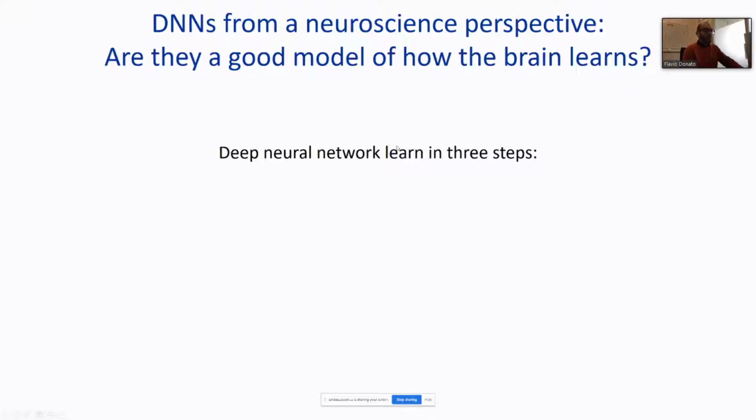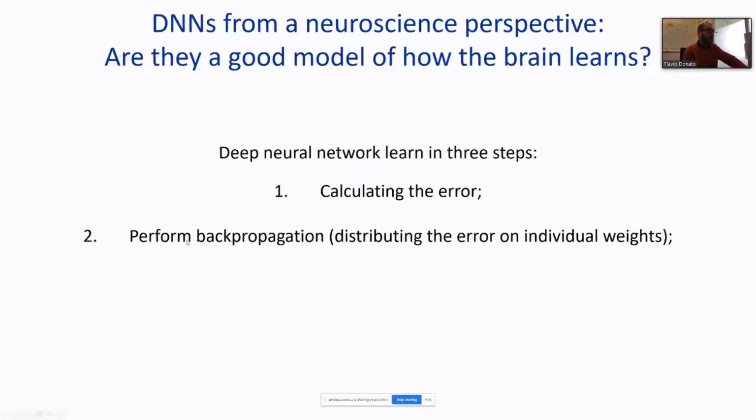Deep neural networks learn in three steps. One, they are able to calculate the error between what they're supposed to output and the real output. This is fundamental. If they were not able to do that, they would not be able to change the weights of their connectivity in order to get better. Second, they perform backpropagation to distribute this error onto the individual weights of the different links. And third, they have a way to update the weights in order to minimize the error and converge on a minimal loss.